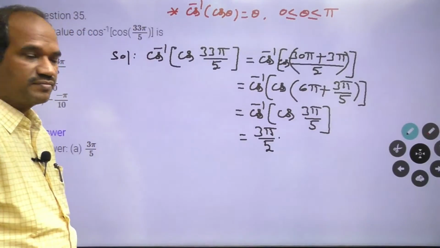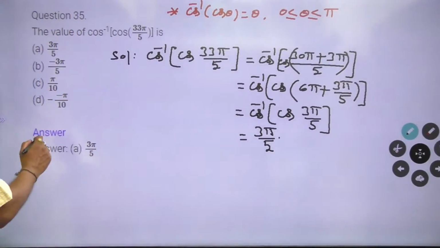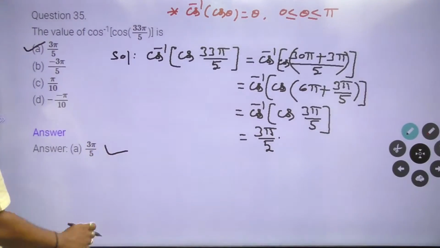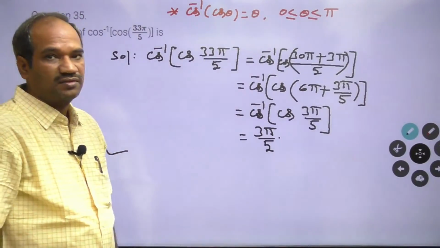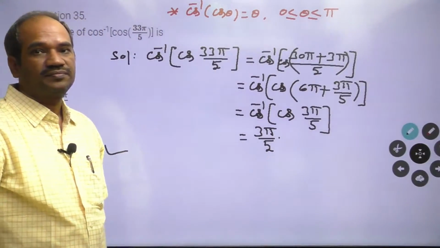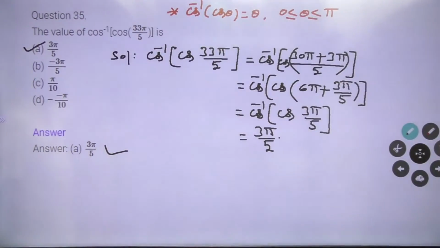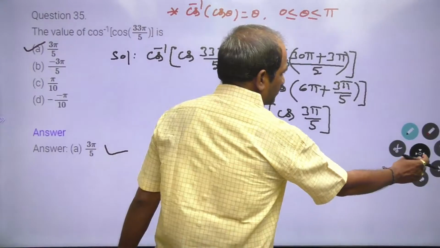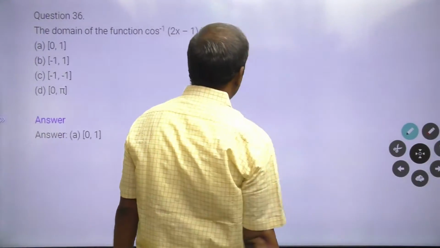Check the answer here. See, your answer is 3 pi by 5. So the first option, 3 pi by 5, the answer is right. The first option is the right option. Write this question. Okay, right. Next, see this next problem.